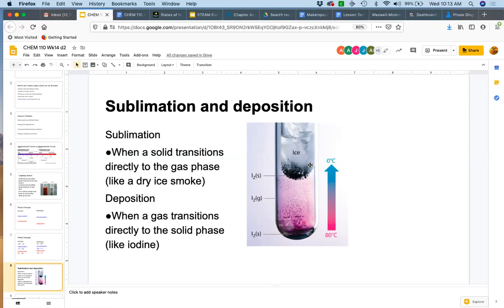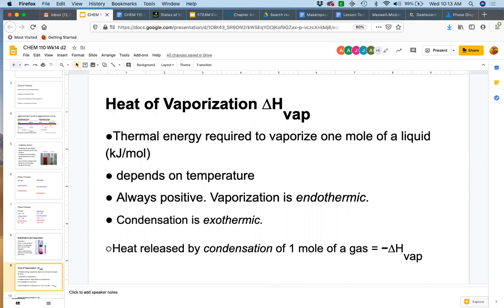So these are examples of phase changes, and you can imagine that the reason these occur is because of energy. So you either have something that's giving off energy or taking energy, and that's what we're going to be looking at today. So the first example is probably one you're very familiar with, even though you don't necessarily think about it all the time. And that's the heat of vaporization. This is the energy that is required to vaporize 1 mole of a liquid.